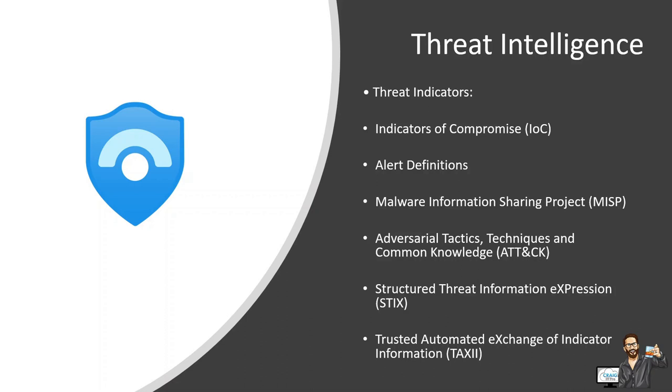Alert definitions. With the combination of IOC and TI, you would then start to develop your own alert definition, which should trigger when there is a threat or compromise. This will reduce the chance of getting false positives. Malware Information Sharing Project, MISP. This refers to one of the open source threat intelligence platforms, TIP, which defines a set of standards which can be used for fraud, malware, and vulnerability detection.